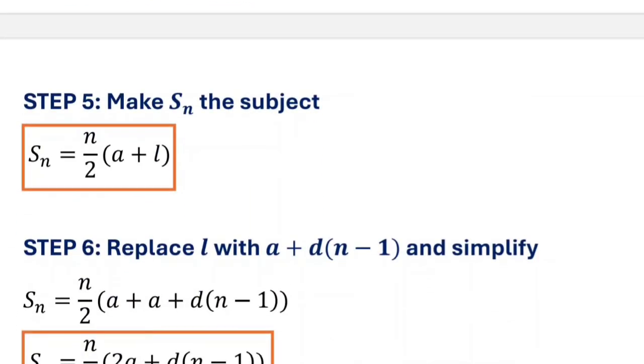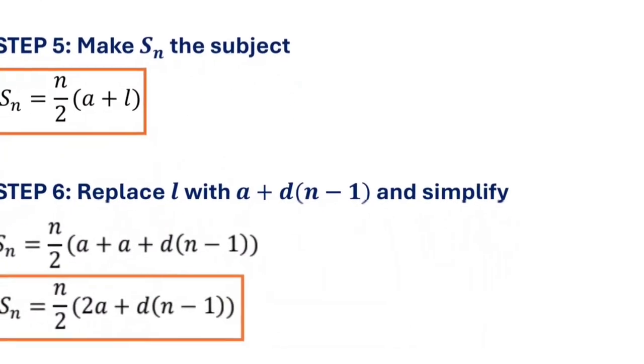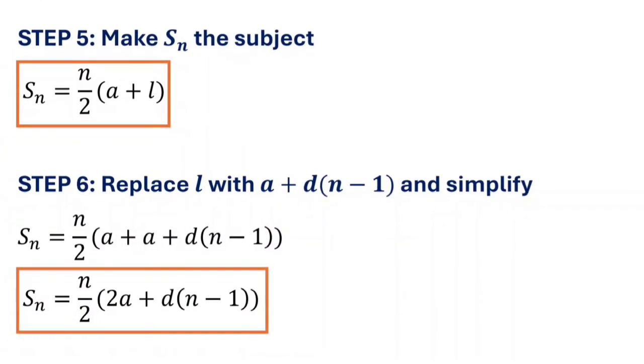Step 5 is to make Sn the subject. So to do that, in the previous step, we had the coefficient of 2 in front of Sn. We will divide throughout by 2. On the right-hand side, we now have n over 2 into A plus L. And notice that this actually gives you the second formula for arithmetic series. This is the formula that we use when the last term is known.